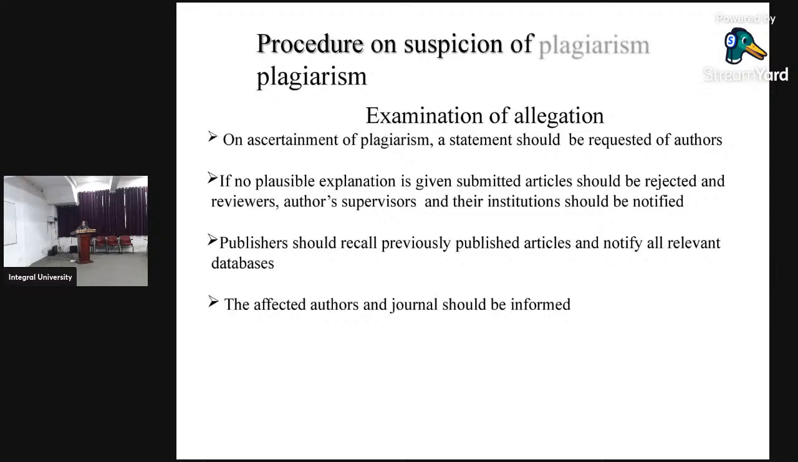So examination of allegation on ascertainment of plagiarism, a statement should be requested of authors. If no plausible explanation is given, submitted articles should be rejected, and reviewers, authors, supervisors, and their institutions should be notified. Okay. So the journal would ask for an explanation. So you have to give a response to that explanation, right? Sometimes they may have some misunderstanding, they may not have understood your set of data, or you may not have given them adequate information.